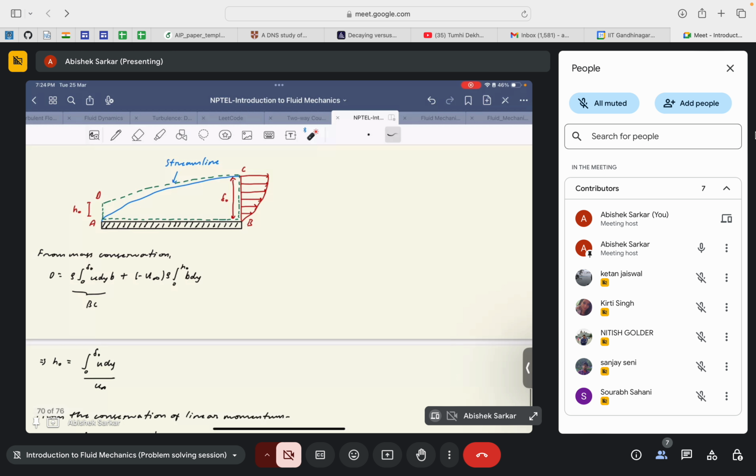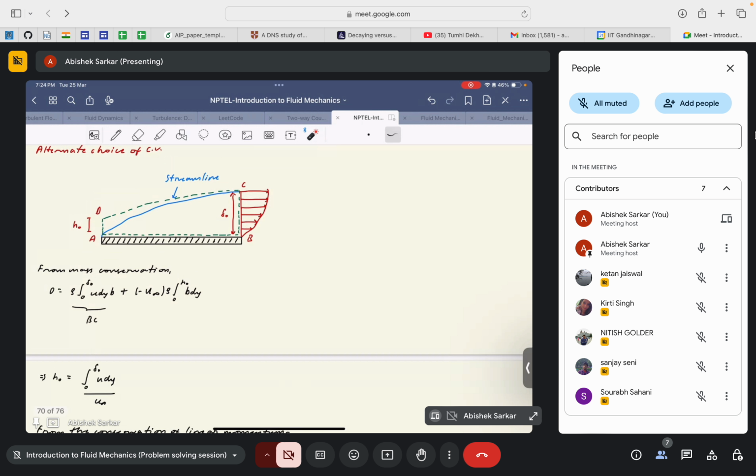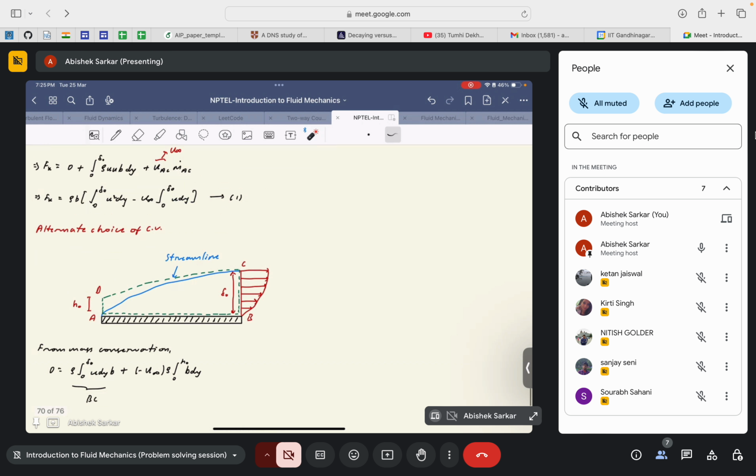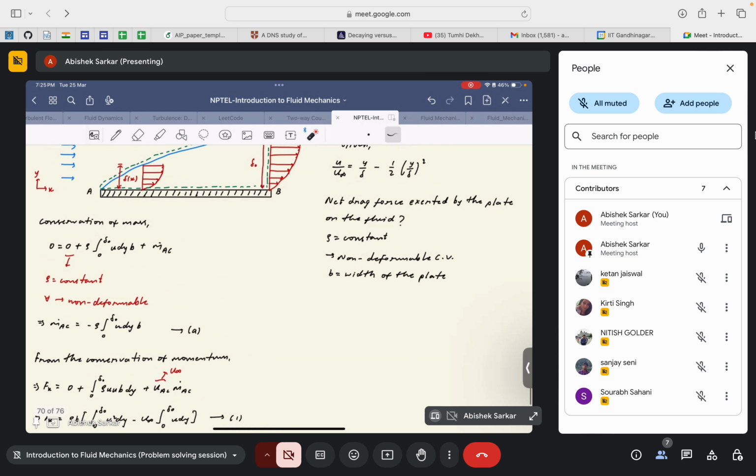Okay, so again, from mass conservation, the first term, the time derivative part, is 0 because density is constant and the volume is essentially constant, independent of time, since it's not deformable. So the first term is 0. Again, at this edge BC, the mass flow is given by rho times the integral from 0 to delta naught of u dy times b. That is exactly the same as the first term.